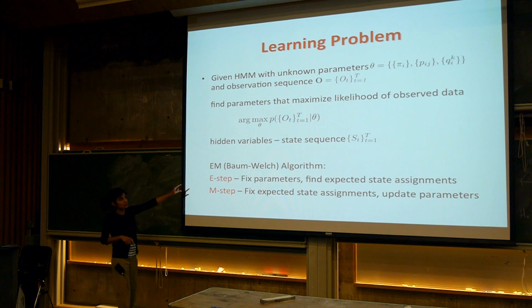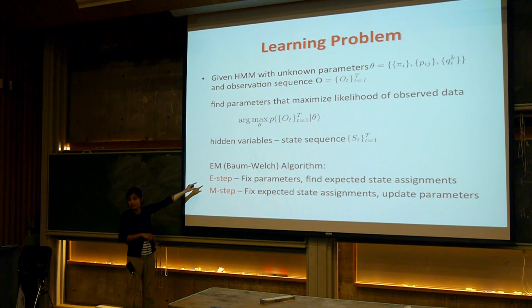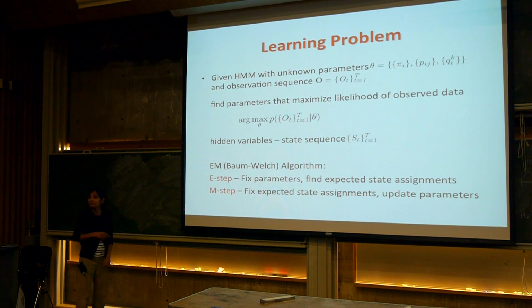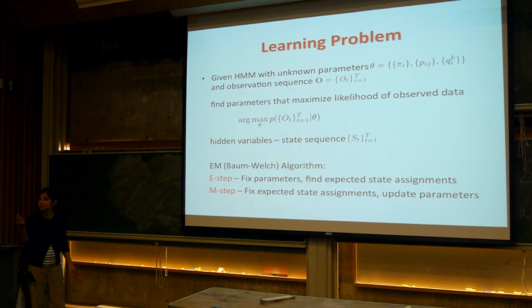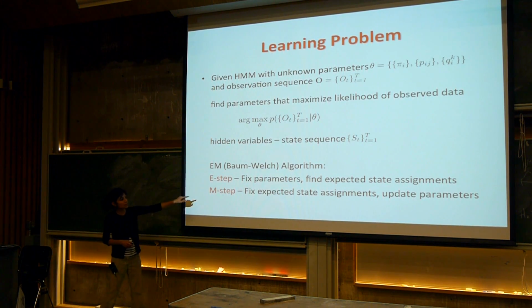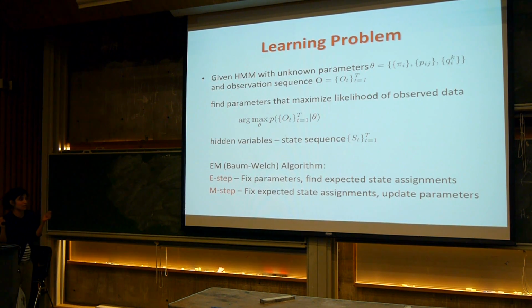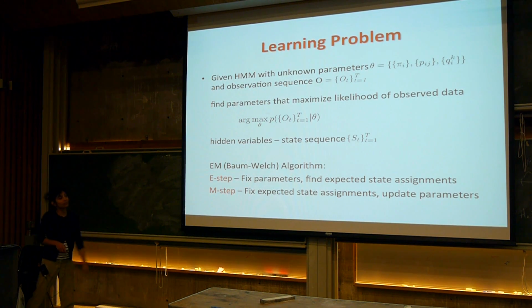We are going to fix the parameters and find the expected value of the state assignments. Actually, you should know how to do that. Do you remember? You computed the probability of a state S_t being equal to something, right, given the observations. That's an inference question, right? So if you were given the parameters, you know how to compute the probability of a state given the observations, the posterior probability of the state. That's something you've learned, right? So you know how to do the E step. And the M step is now going to be, you're going to fix those expected state assignments and update the parameters. So we can quickly look at the M step. Hopefully you all know the E step.